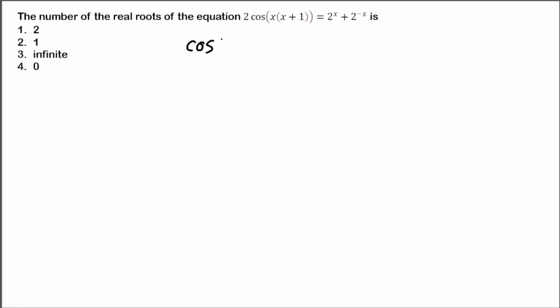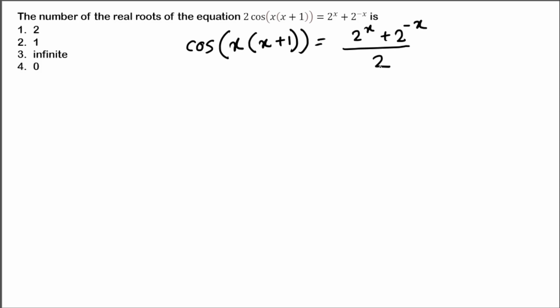Let me rephrase that. So this is cos of x into x plus 1 equals to 2 to the power x plus 2 to the power minus x by 2. Okay, so this is the equation for which you have to find the solution.